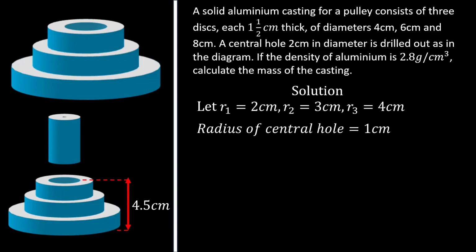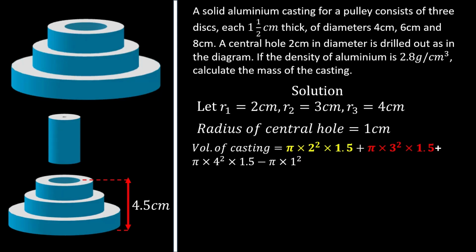But what of the pattern that is created, which is also in the form of a cylinder? That hole has diameter 2 centimeters. So the radius is going to be 1 centimeter. So with this information, we can proceed to look at the volume of casting.